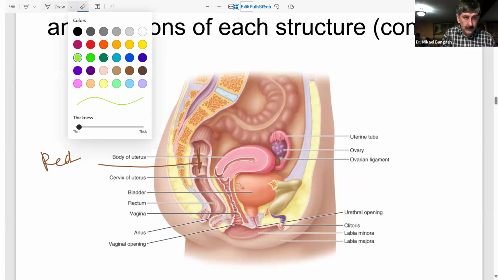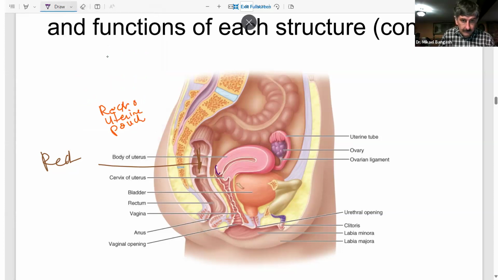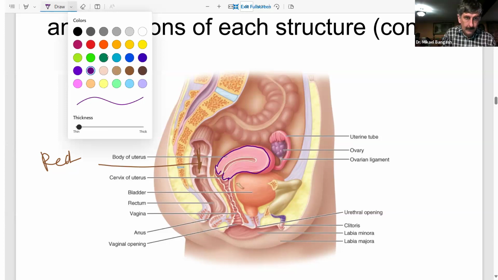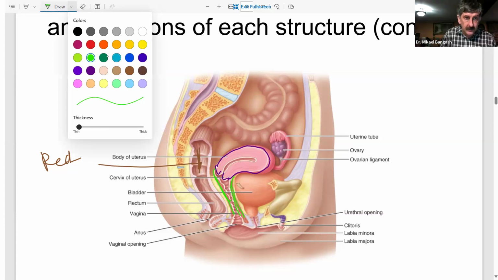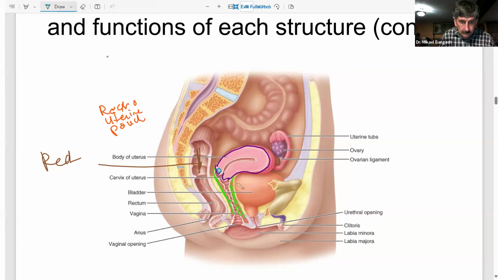Now, if you look here, guys, all of this here was the uterus. And we can see that this here is going to be the vagina. Now this part of the uterus here is what we call the cervix.